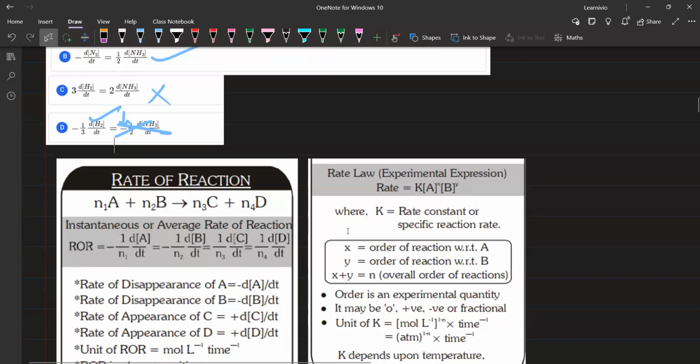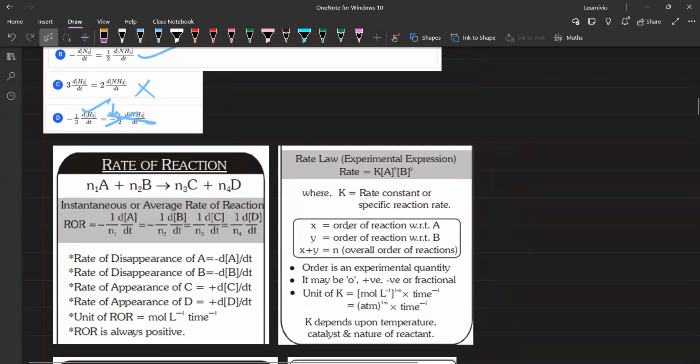Shall we move on? Now, this is basically what we have already seen, that is how to calculate the rate of reaction, rate of disappearance, and rate of appearance. The unit of rate of reaction is always moles per liter, time inverse. Time can be in seconds, minutes, hours, and so on. Rate of reaction should always be positive. That is why we add a negative sign in the case of disappearance.